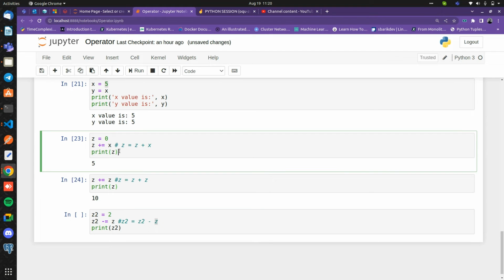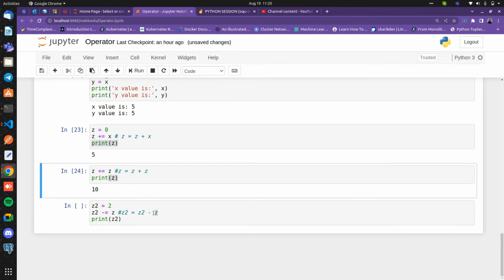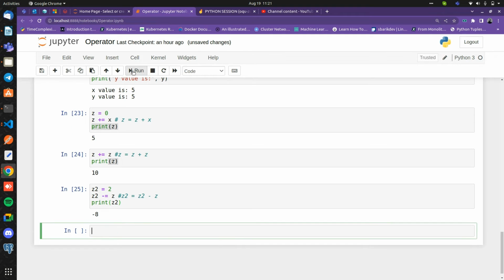So here my value was 5 and here my Z value is 10. Python is a dynamic programming language, so the variable can change. Here my Z value is 10, so the output will be 2 minus 10, so the output will be minus 8. Run it, it gives me the output minus 8.